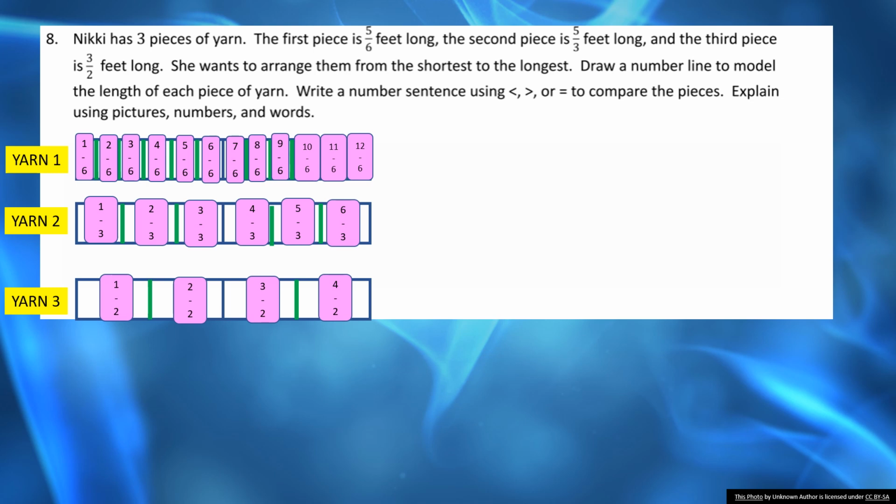Perfect. Now let's find our fractions that we're comparing. So it says the first piece is 5/6 long. So I'm going to find 5/6 and circle it. Then it says the second piece is 5/3 long. So on my second model, which is my second piece of yarn, I'm going to find 5/3 and circle it. Then it says the third piece is 3/2 long. So on my third piece, I'm going to find 3/2 and circle it.